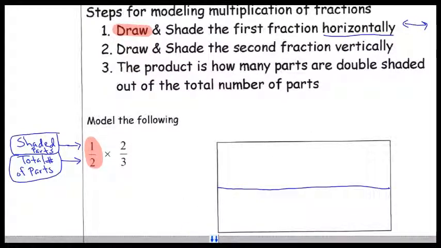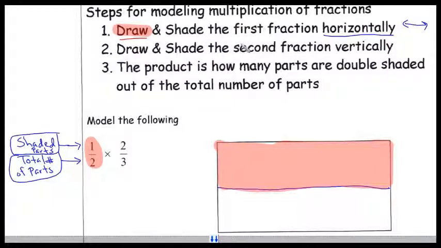I'm going to shade it red, since I highlighted this fraction red. I recommend you do this with a highlighter. It goes a lot faster than if you use your pencil. A crayon or even a marker would work. Alright, so that's step number 1. We drew it by cutting it in half, and then we shaded in the first fraction horizontally. Now we're going to do the same thing to the second fraction.